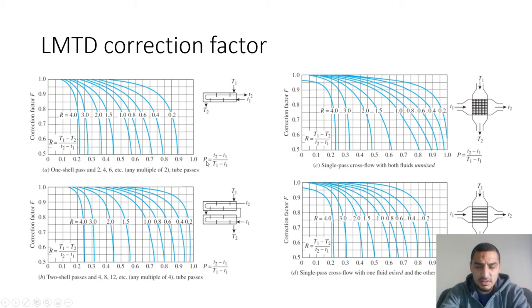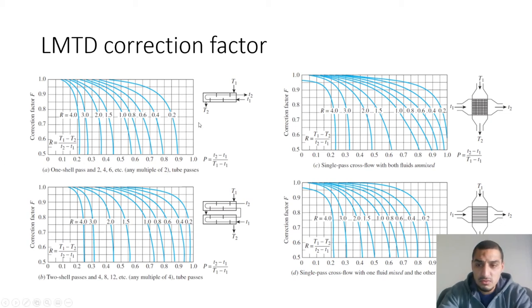You can find S and R, and from the S and R you can find the value of the correction factor. Usually the correction factor shouldn't be less than 95% or 0.95. I think this is 0.95. This is what I remember.